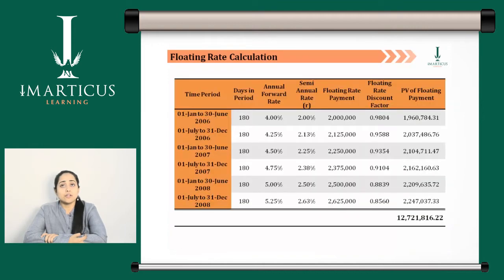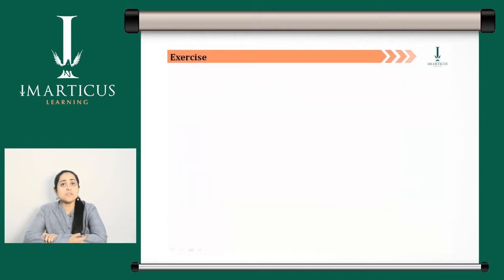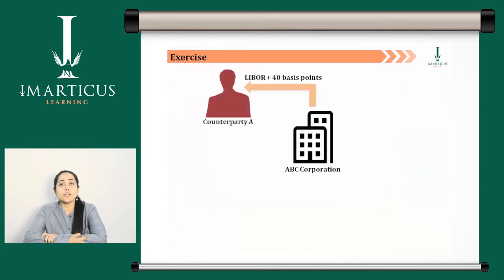Now, if the floating rate is increased, then the floating rate payment will go up as well, as you can see on the screen. Let us take an example of an interest rate swap. Suppose ABC Corporation has taken a floating rate loan at Libor plus 40 basis points from a counterparty. ABC wants to avoid this floating rate interest, so it enters into a contract with the dealer.